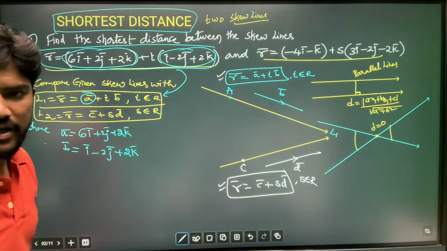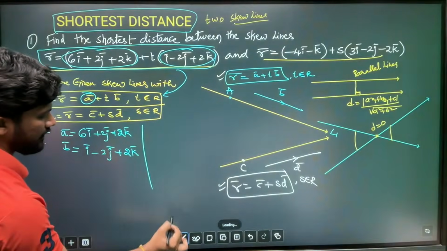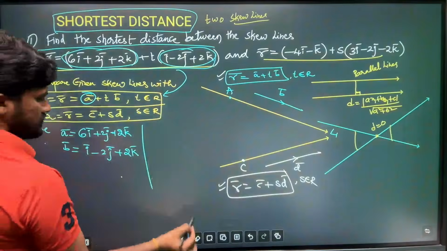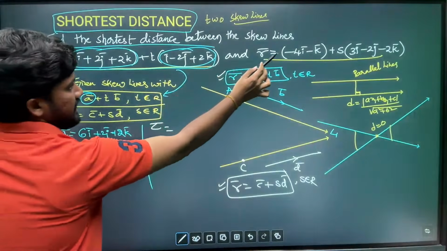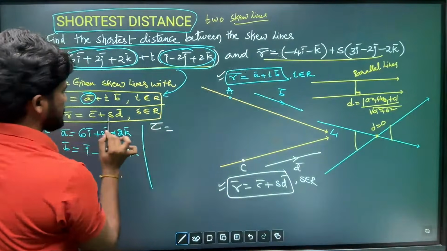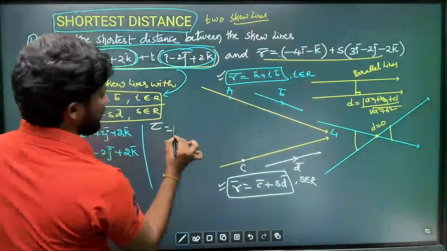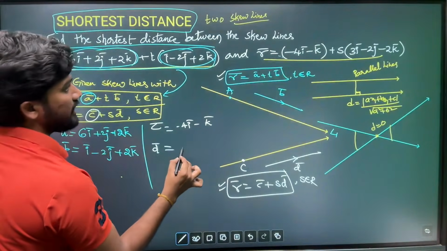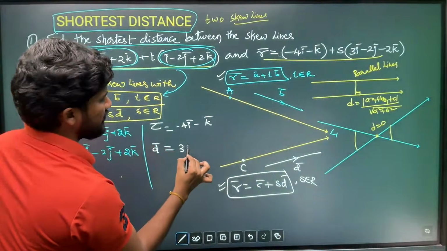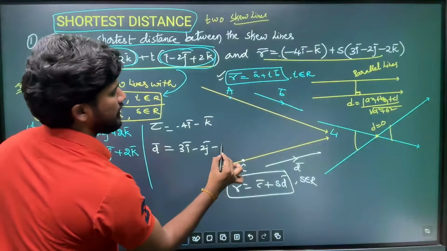Clear kada everyone? Okay, so now next c bar ma, c bar value enti ikkada chudandi. So here when you compare the second straight line, second skew line with this formula, in place of c bar ma you have minus 4i bar minus k bar, and d bar ma, d bar is equal to 3i bar minus 2j bar minus 2k bar.